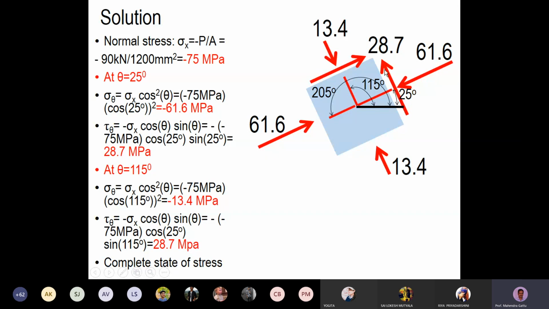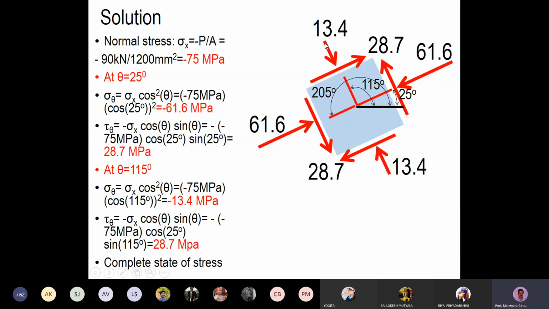So here it is tau. So to balance that shear stress, on this phase the shear stress should act in the downward direction, and that value is 28.7. So this shear stress is balanced by this shear stress on this phase. Similarly here the shear stress is acting 28.7 in this direction, and to balance it we need 28.7 acting in this direction. So we have the complete stresses, complete state of stress.